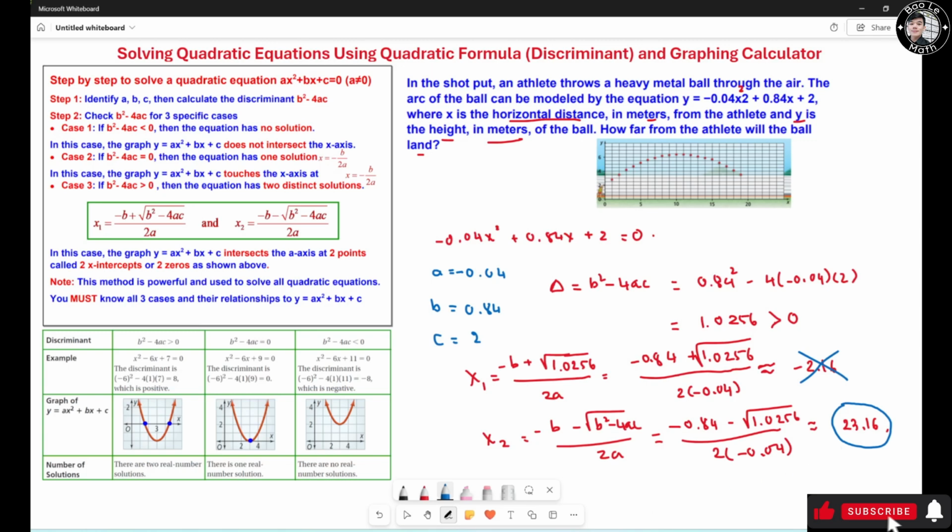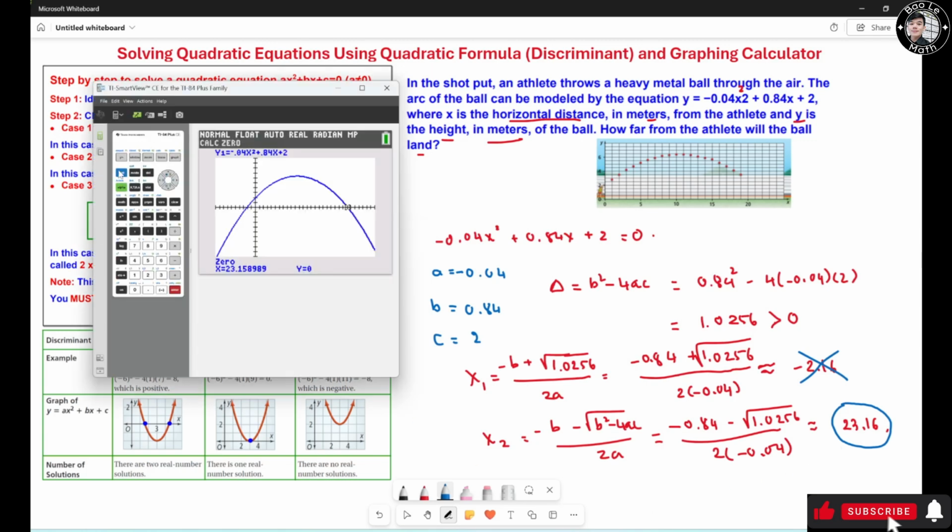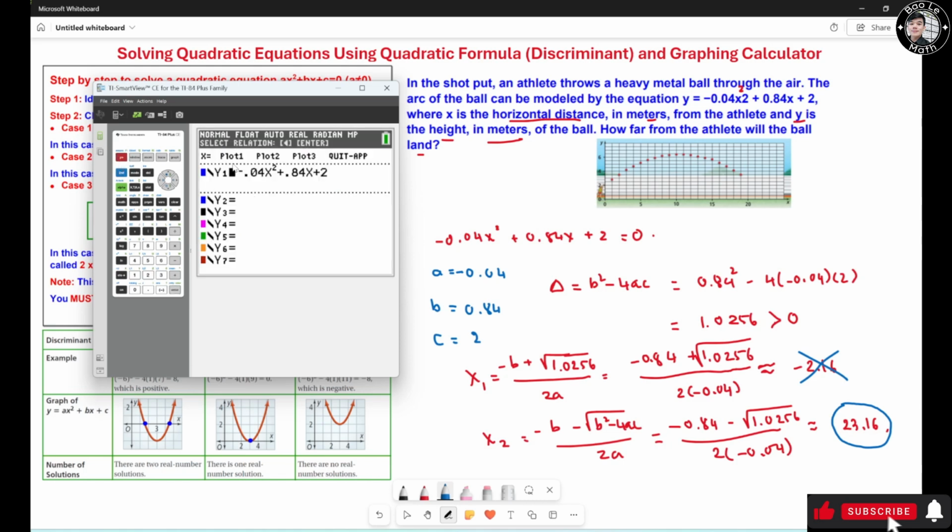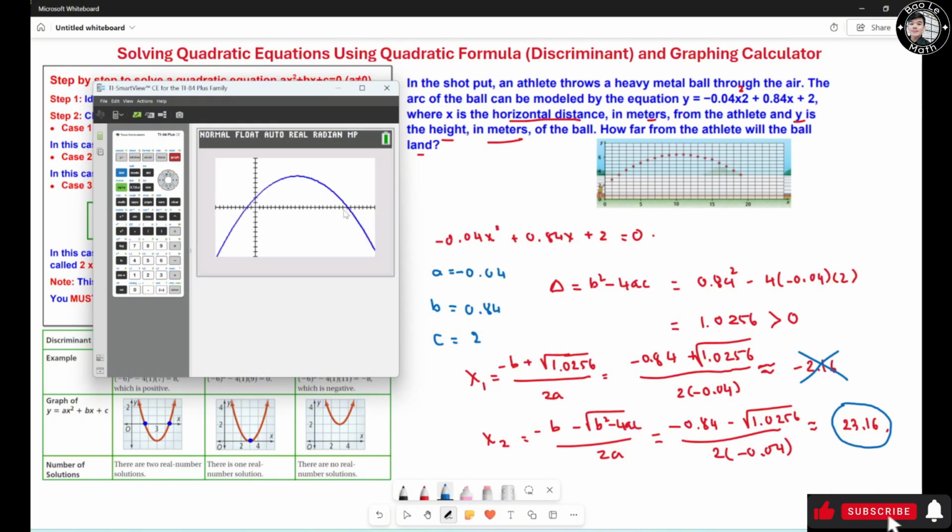Now, you can use a calculator to check your work, right? So you hit y equals, and input the quadratic function right here: negative 0.04 s squared plus 0.84 s plus 2, right? You hit graph, and it's going to be right here. Now you look at the left hand side. You see that the 0 right here is negative, so you don't have to worry about this 0. You just worry about the 0 right here.